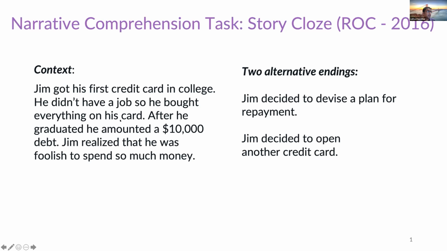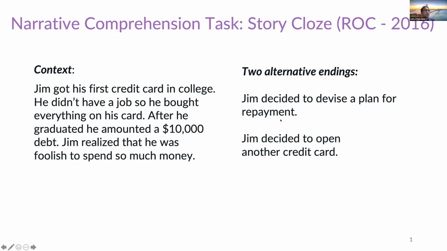This task requires common sense knowledge because you have to understand what situation is happening in the story and then predict what is most likely to happen. In this example, Jim got his first credit card in college. He didn't have a job, so he bought everything on his card. After he graduated, he amassed a $10,000 debt. Jim realized that he was so foolish to spend so much money.